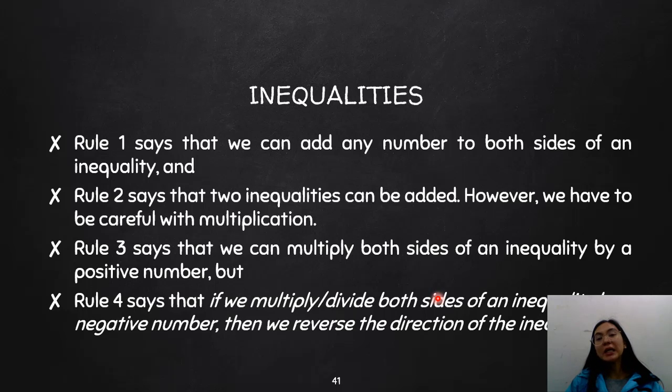So rule 1 says that we can add any number to both sides of an inequality. And rule 2 says that two inequalities can be added. However, we have to be careful with multiplication. Rule 3 says that we can multiply both sides of an inequality by a positive number, but Rule 4 says that if we multiply or divide both sides of an inequality by a negative number, then we have to reverse the direction of the inequality. So, I think mas maganda na makikita natin itong mga rules of inequality if we have an example.